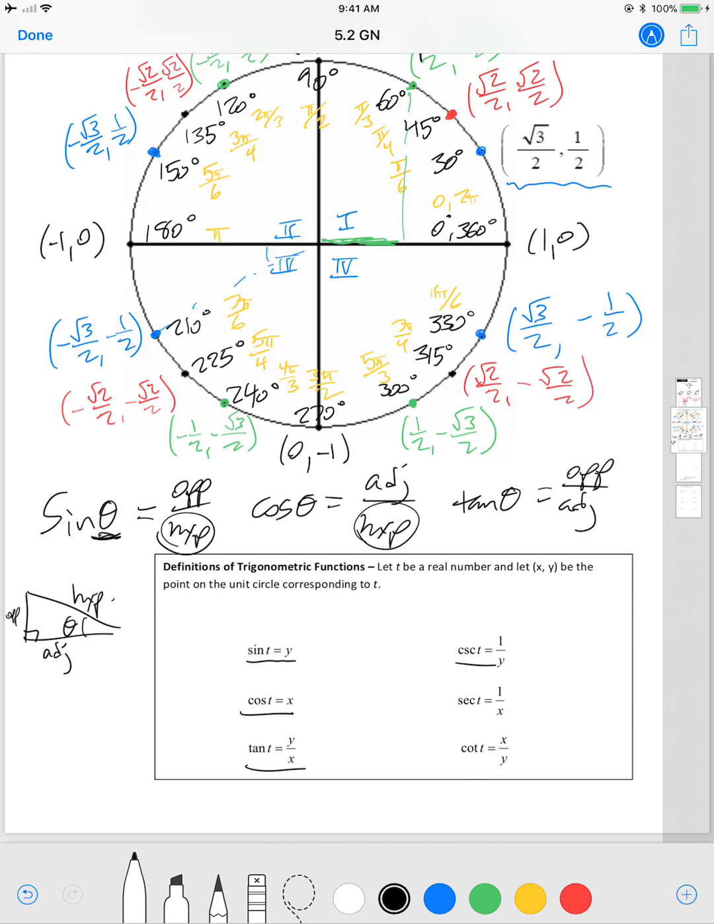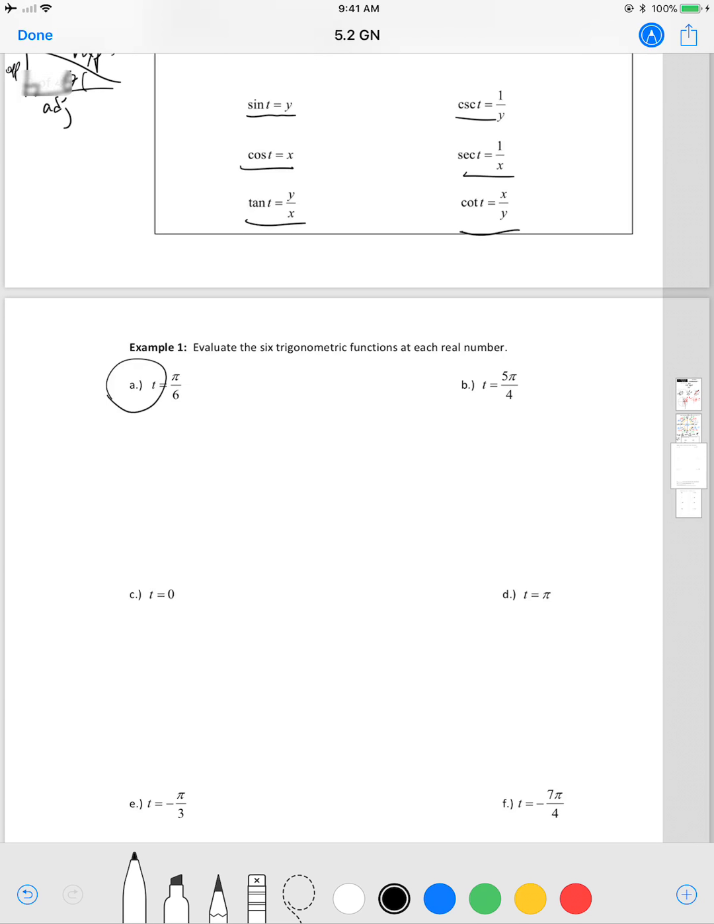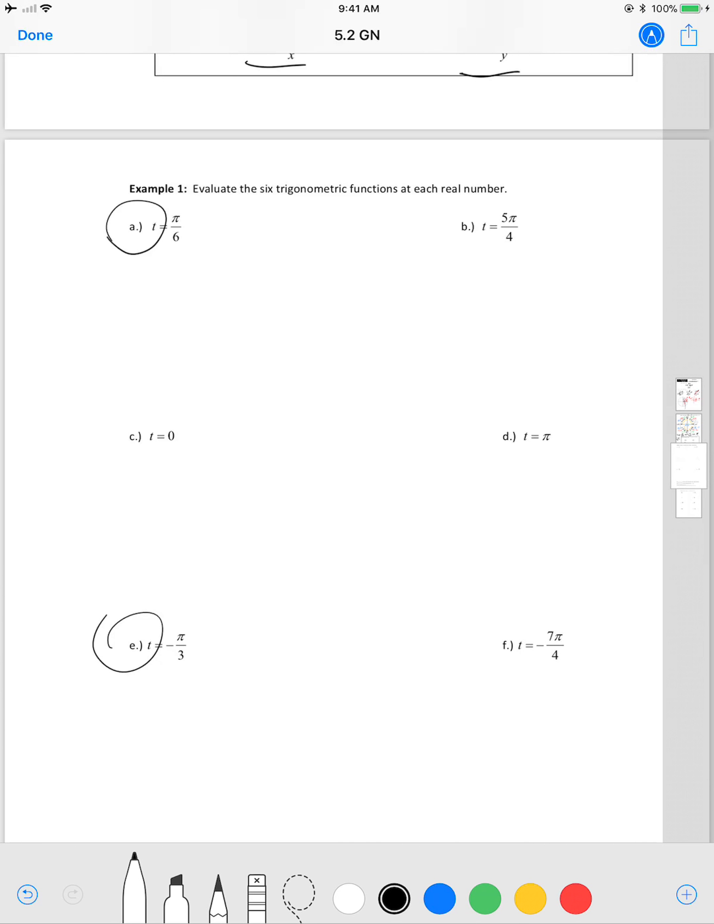And then cosecant is the reciprocal of sine, so we put 1 over y. Secant is the reciprocal of cosine, 1 over x, and then cotangent is x over y instead of y over x, like tangent. So this is why we care about all of these points on the unit circle for these particular angles. I believe you're doing this on your own, and this on your own, those are the ones that are circled in your guided notes. Go ahead and do those on your own as independent practice.